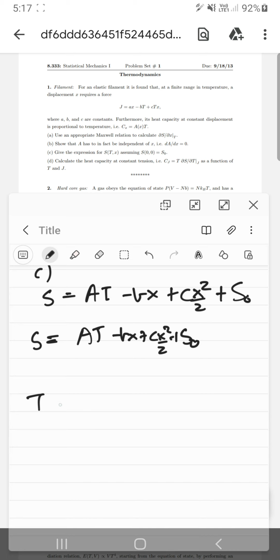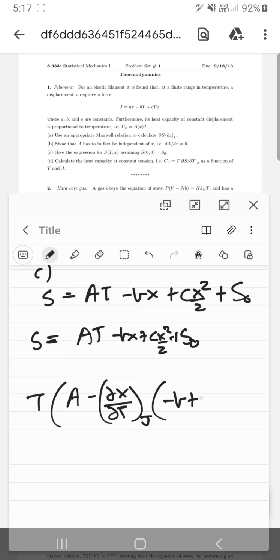So it's just going to be t times this stuff. So a minus, well, just the derivative of this, times this thing, and this times the derivative of this with respect to x, which is just minus b plus c times x. But well, whatever. Yeah, that's what this quantity will be. Now we'll have to figure out what this thing is.